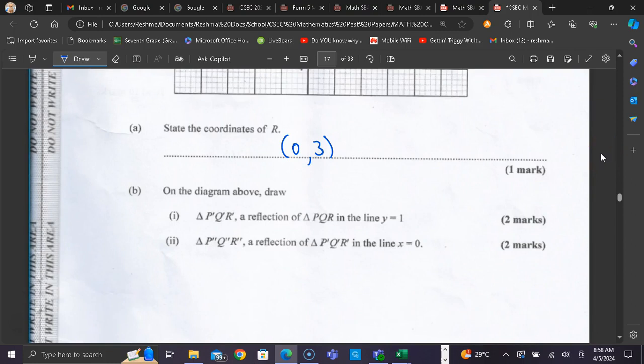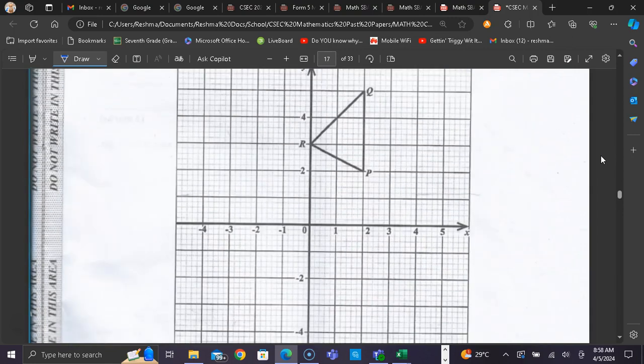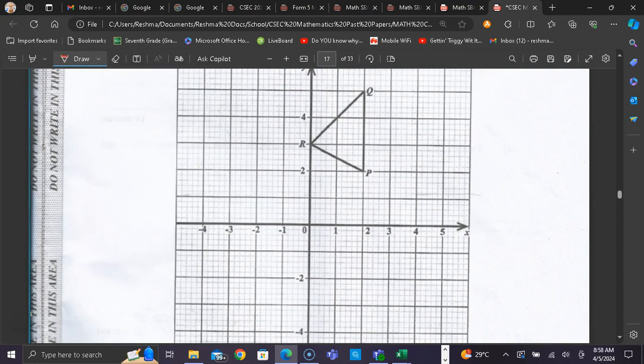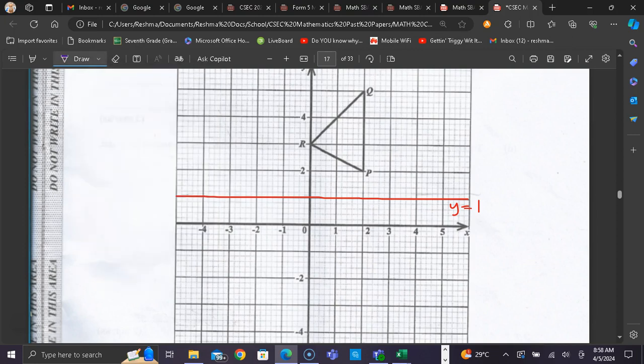On the diagram above, draw triangle P'Q'R', a reflection of triangle PQR in the line y equals 1, for 2 marks. Our mirror line is the line y equals 1, which is a horizontal line passing through 1 on the y-axis. I'm going to use red to draw the mirror line. So this horizontal line that passes through 1 on the y-axis is our mirror line y equals 1. Let's perform our reflection.